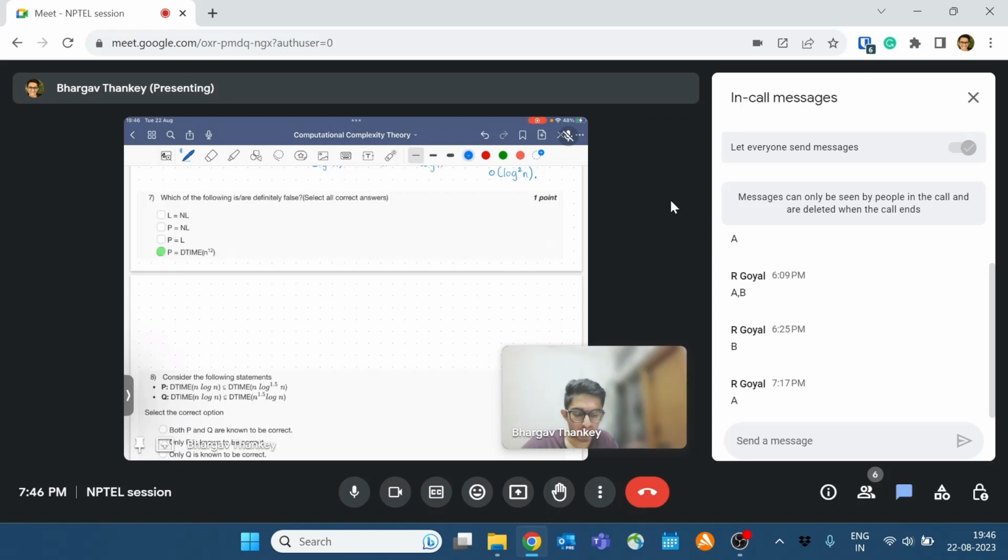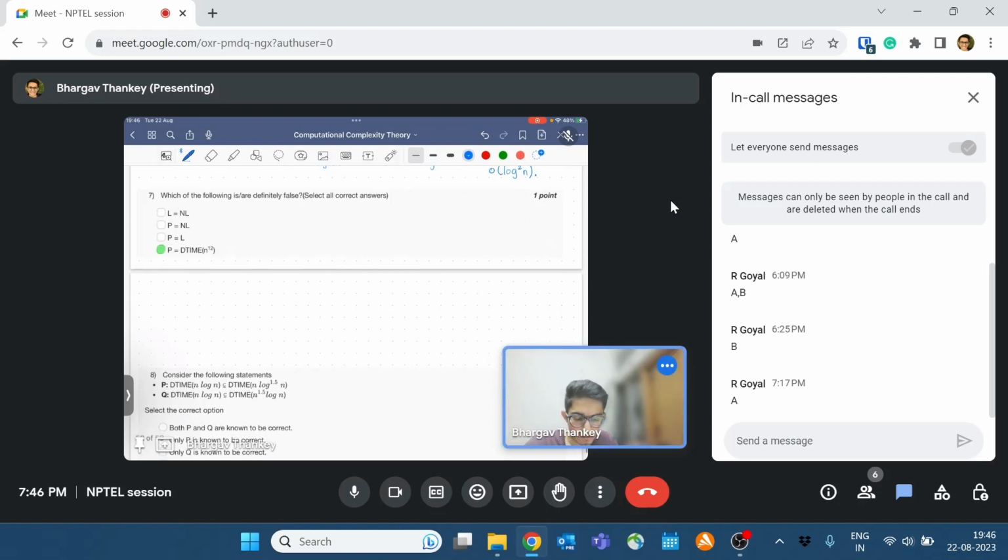Okay, but even if P were D time n square, P would still be equal to it. So we cannot say that P is equal to that. According to the definition, P is equal to the union of D time of n raised to the k, where k varies from 1 to infinity. So if you claim that this is definitely false, you must be able to come up with a language in P which is not in D time n to the 12.